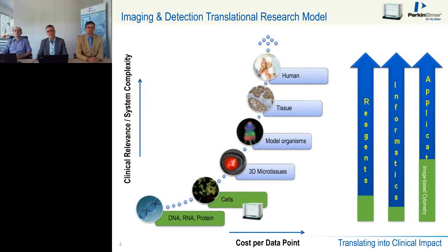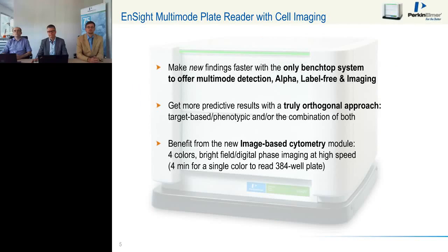So PerkinElmer gives a lot of tools, instrumentation, reagents, software to develop your translational research. And now I would like to focus on the early steps in the workflow in order to help you to reduce cost per data point and to improve clinical relevance on the other side. So the EnSight Multimode Reader we are launching now. We are very happy and proud.